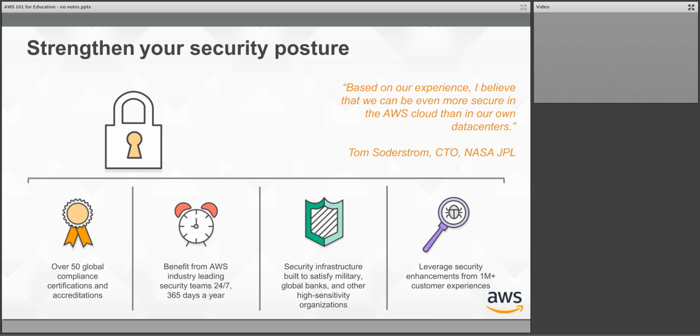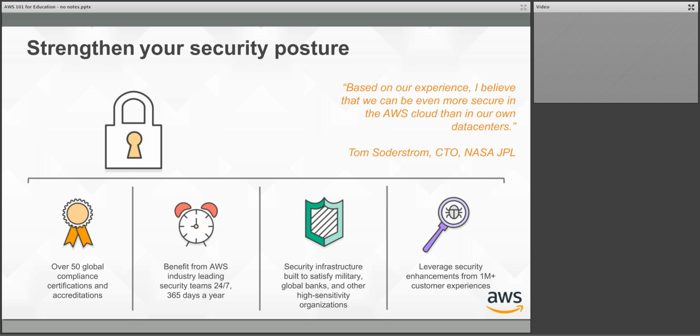We have a quote here from Tom Soderstrom, CTO at NASA JPL. "Based on our experience, I believe that we can be more secure in the AWS cloud than our own data centers." For a statement from NASA's Jet Propulsion Laboratory to say that, it's an amazing thing, the ability for us to go and say that to our customers. And this is not even just in the public sector. We see this in finance and several other verticals where customers are now relying on the security of AWS to drive them to move forward into that platform.